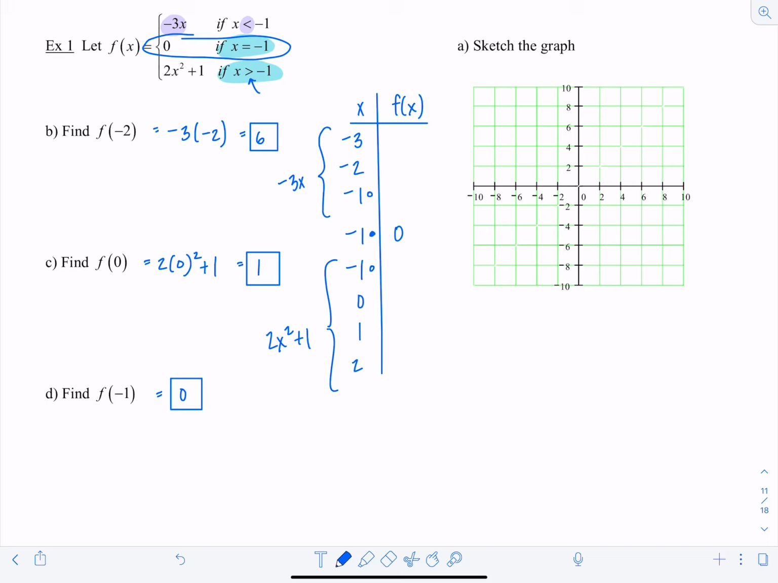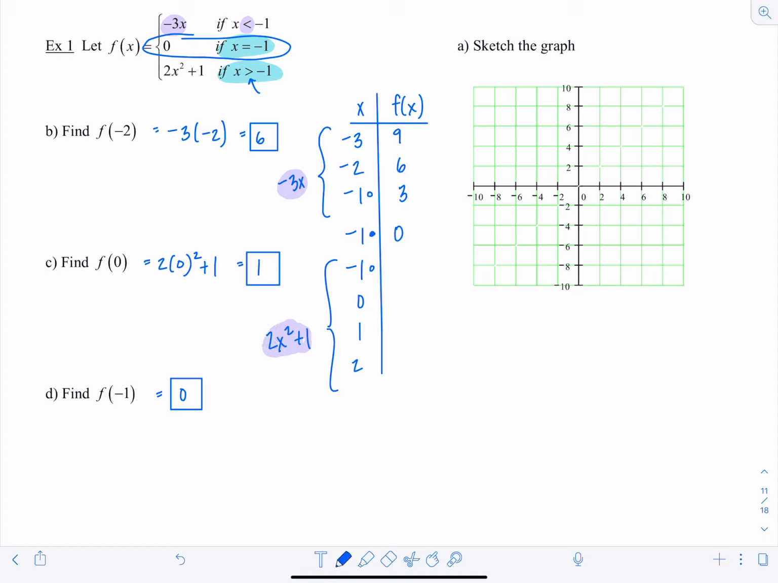All right. Okay, here we go. So now we just plug it into the equations. So see how I've reminded myself where to plug it into? So convenient. So -3 into -3x, that's +9. Then we have +6, and then I have +3. And then now for the other values, I'm substituting into 2x squared plus 1.